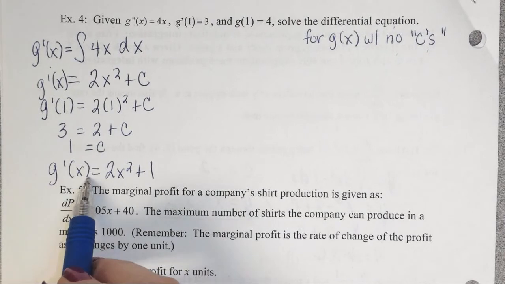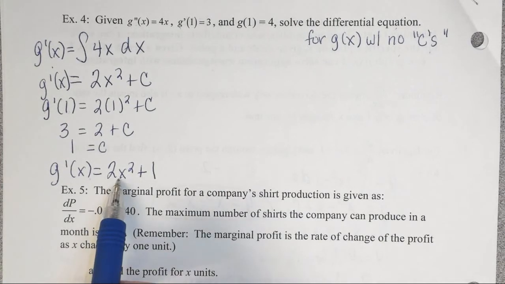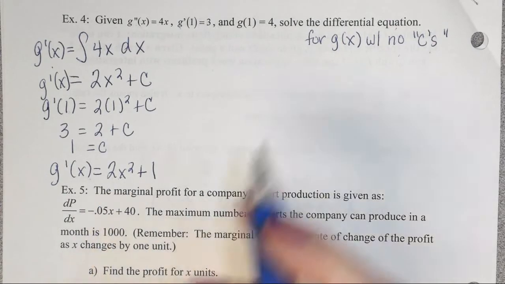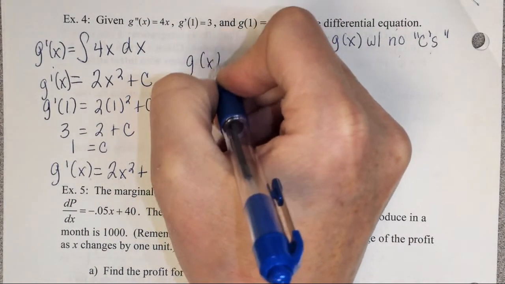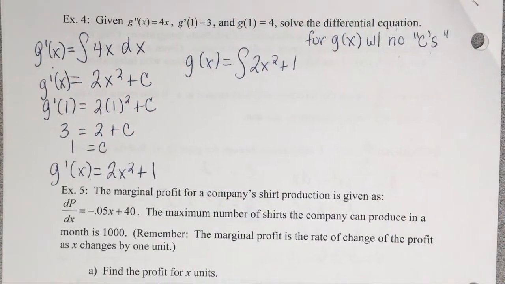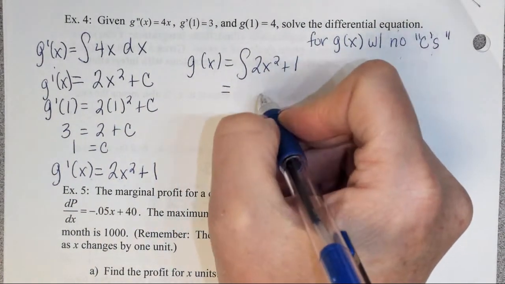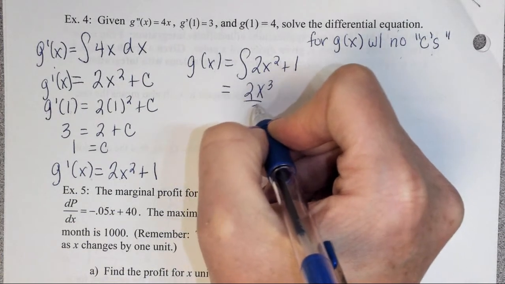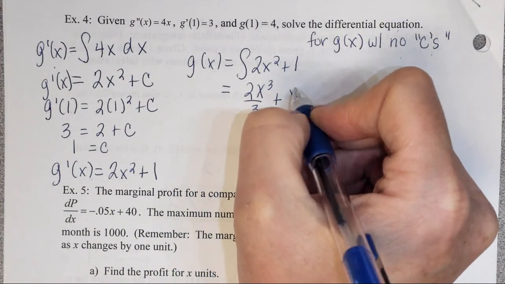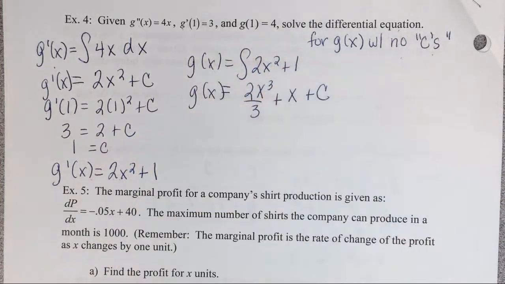If I know g prime of x, what do I do to find g of x? If I know the derivative of g of x, how do I find g of x? This is the derivative, so what am I going to do? Integrate. So g of x then is going to be the integral of 2x squared plus 1. So I'm going to have to add 1 and divide. This is going to be an x plus c. That's my original function.